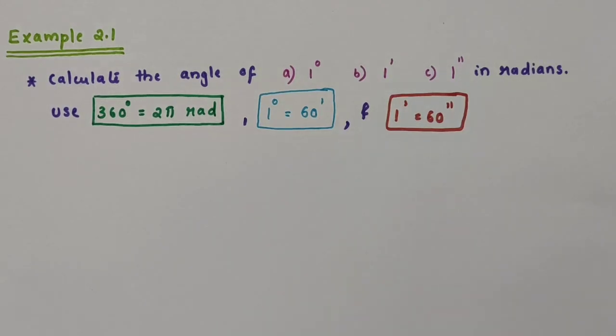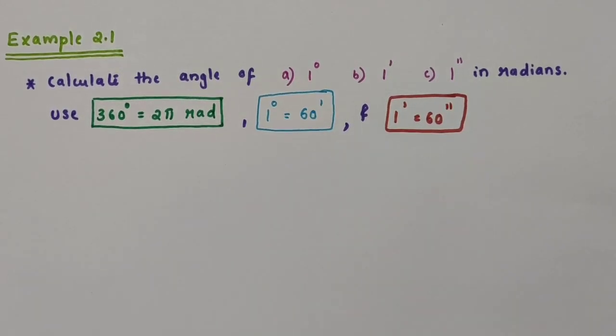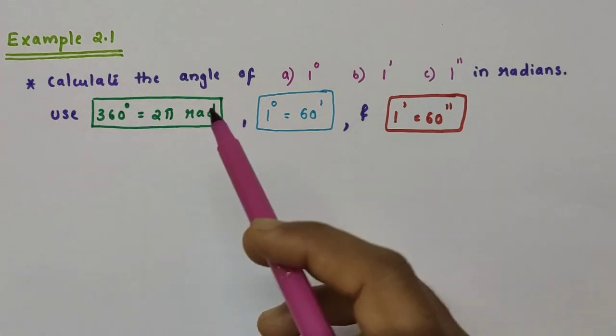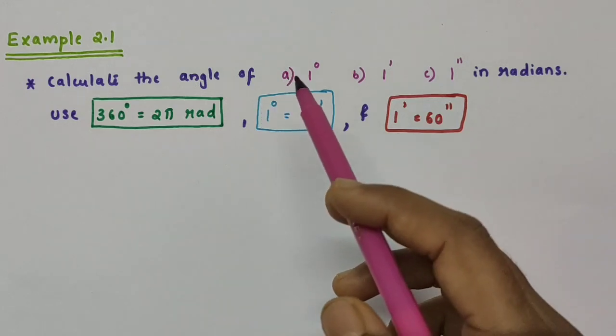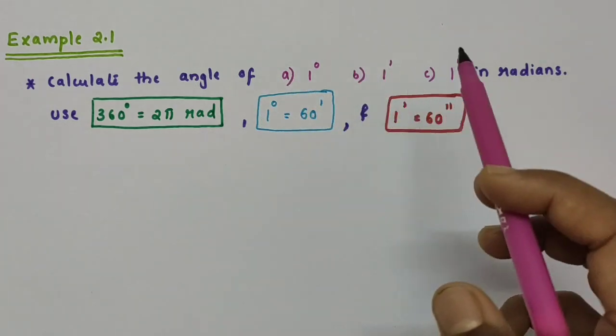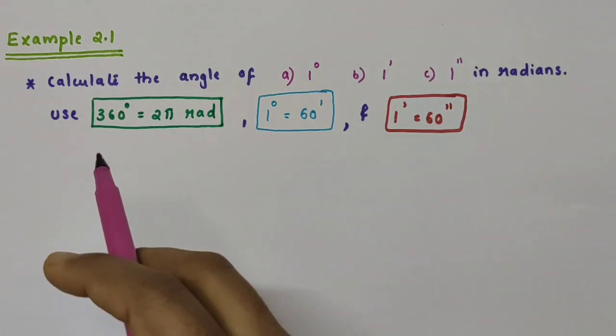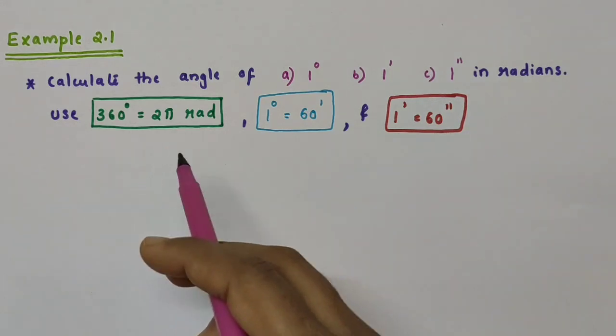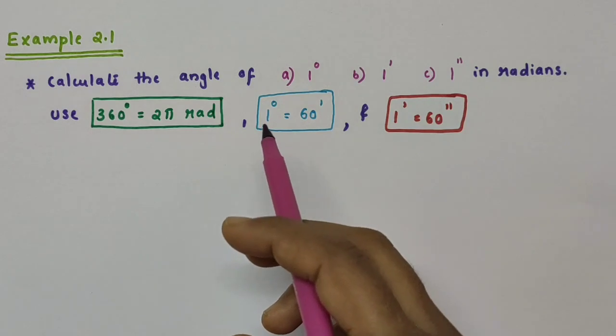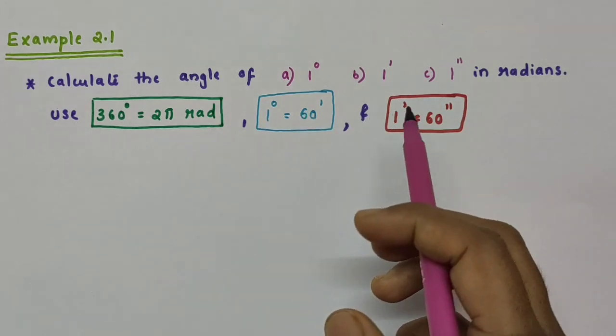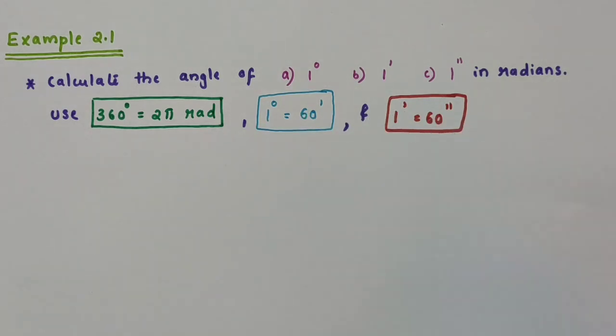Hello everyone. In this video, we are going to discuss example 2.1 from chapter 2, Units and Measurements, of class 11 physics. Let us see the question first. Calculate the angle of 1 degree, 1 arc minute and 1 arc second in radians. Use 360 degree is equal to 2 pi radian. 1 degree is equal to 60 arc minute and 1 arc minute is equal to 60 arc second.